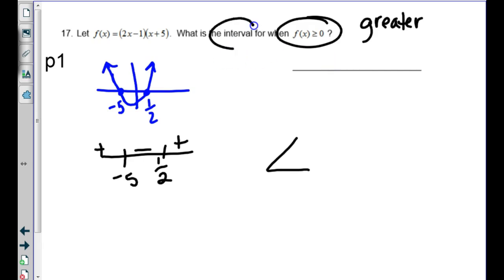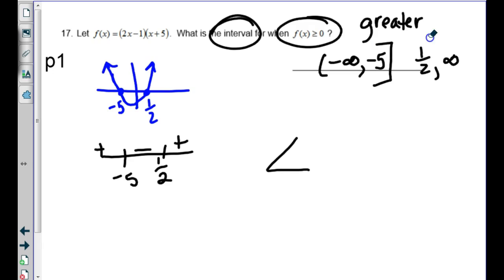How about interval values? Okay, it does say or equal to, so we need what? A U and square brackets. Okay, maybe we should practice that one again at the end of the hour? Yeah. Okay.